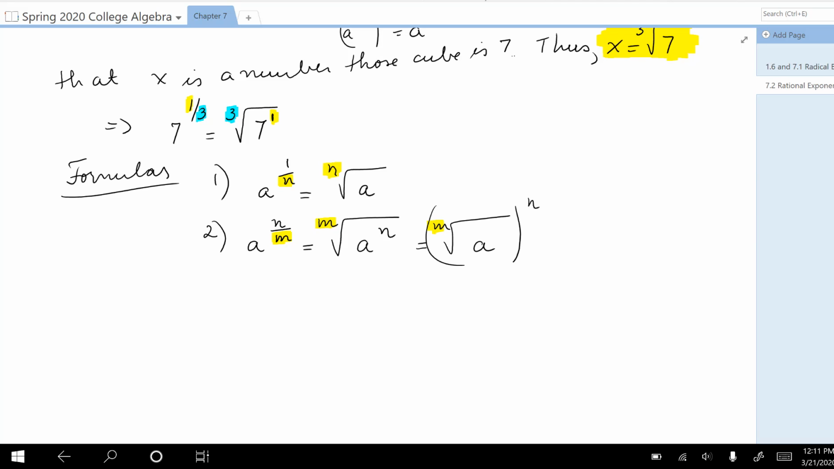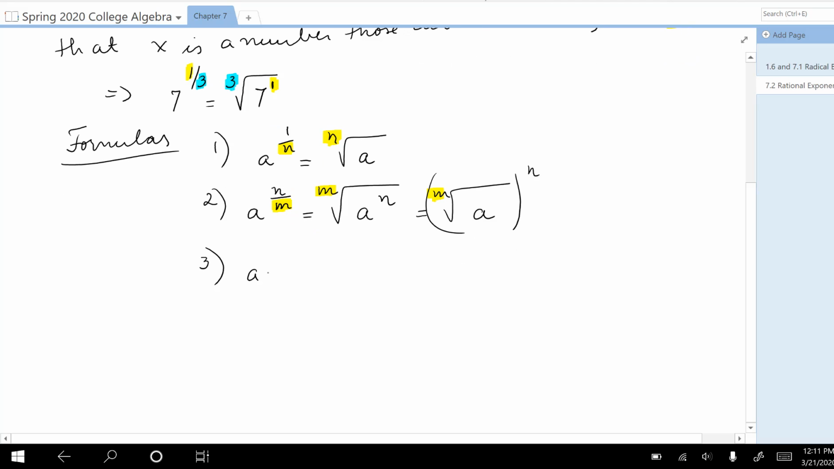Okay, and one more, a to negative n/m. Well, when we have a negative exponent, we are going to transform it into a positive exponent by writing 1 over a to n/m. So it's 1 over m root of a to the n. Again, the denominator is the index of the root.